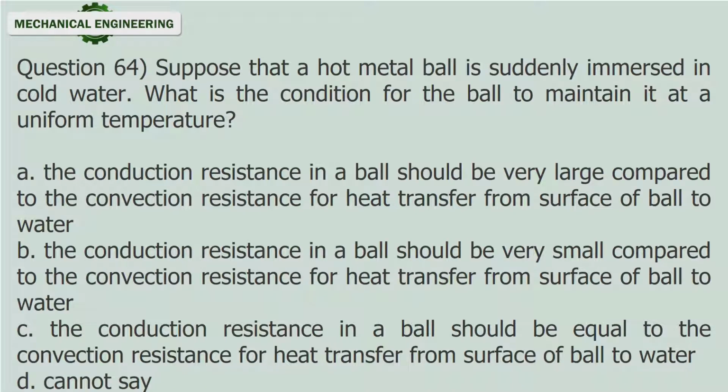Question 64. Suppose that a hot metal ball is suddenly immersed in cold water. What is the condition for the ball to maintain a uniform temperature? A. The conduction resistance in a ball should be very large compared to the convection resistance for heat transfer from surface of ball to water. B. The conduction resistance in a ball should be very small compared to the convection resistance for heat transfer from surface of ball to water. C. The conduction resistance in a ball should be equal to the convection resistance for heat transfer from surface of ball to water. D. Cannot say.